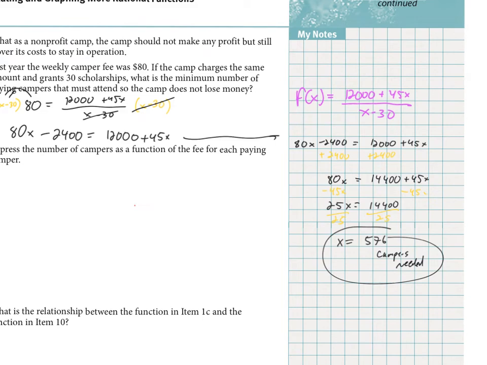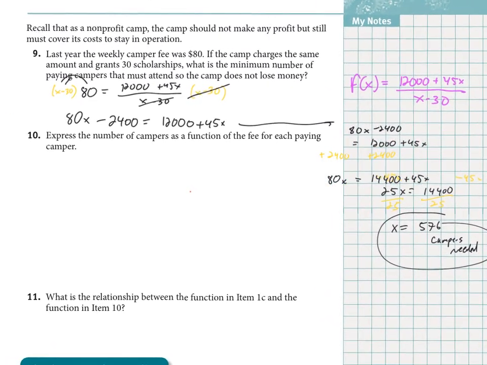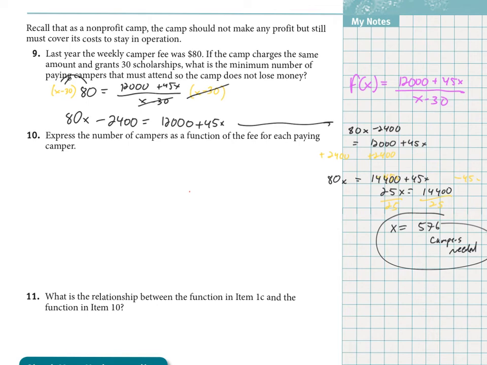Okay, so hopefully you did the algebra on your own. If you need to take a look at mine on the right, you can pause. Overall, 576 campers would be needed to not lose money if the camper fee was $80 per camper. In number 10, they ask us to find the number of campers as a function of the fee for each paying camper.